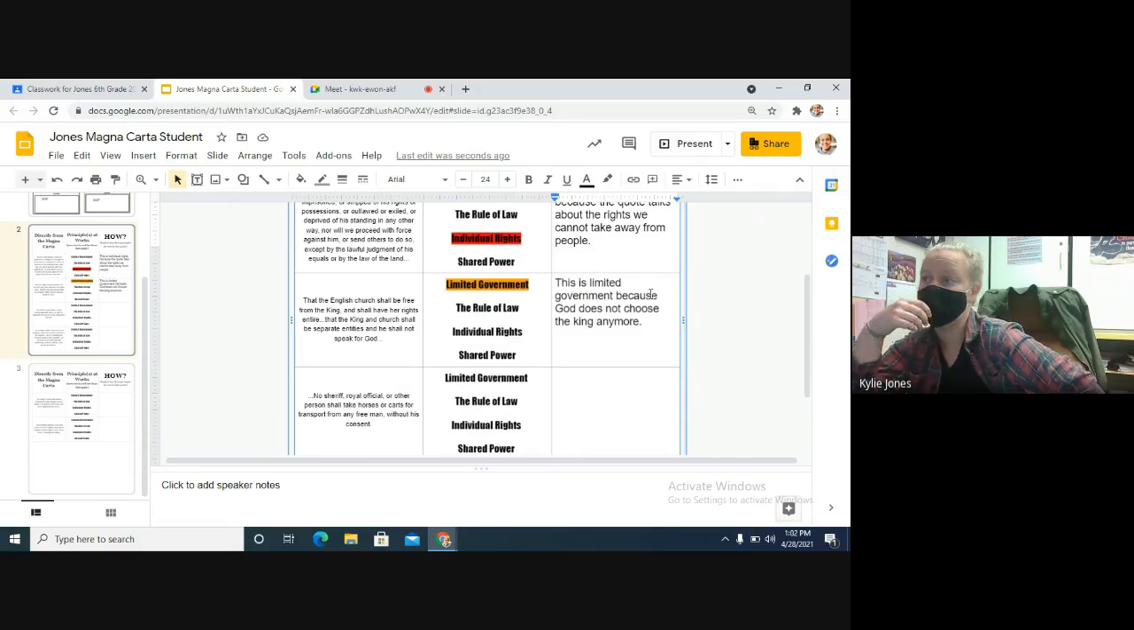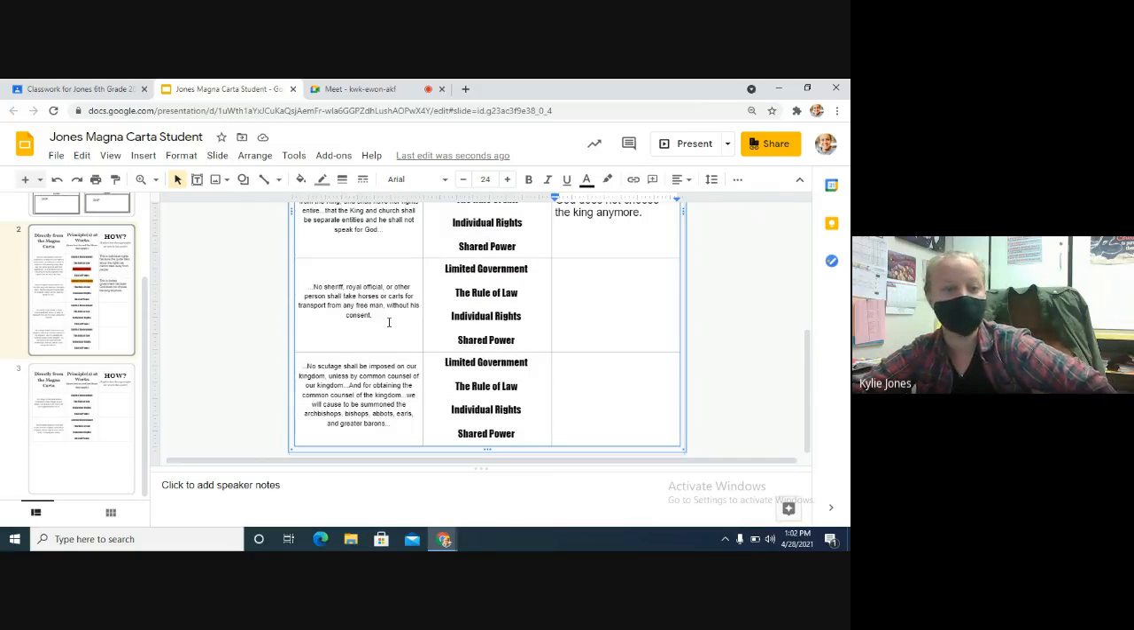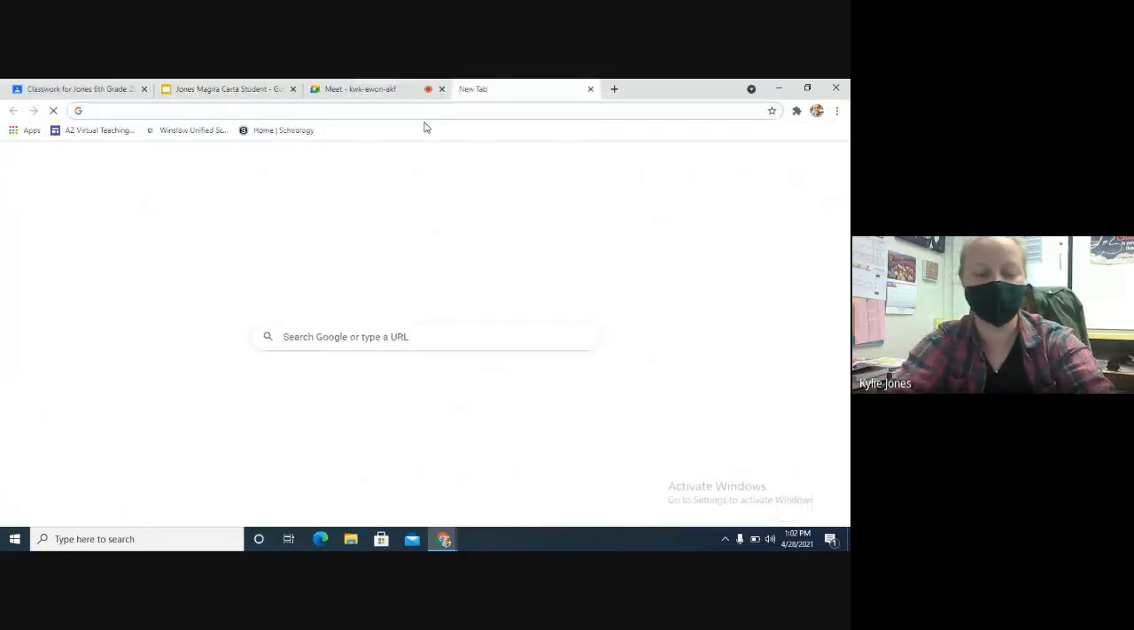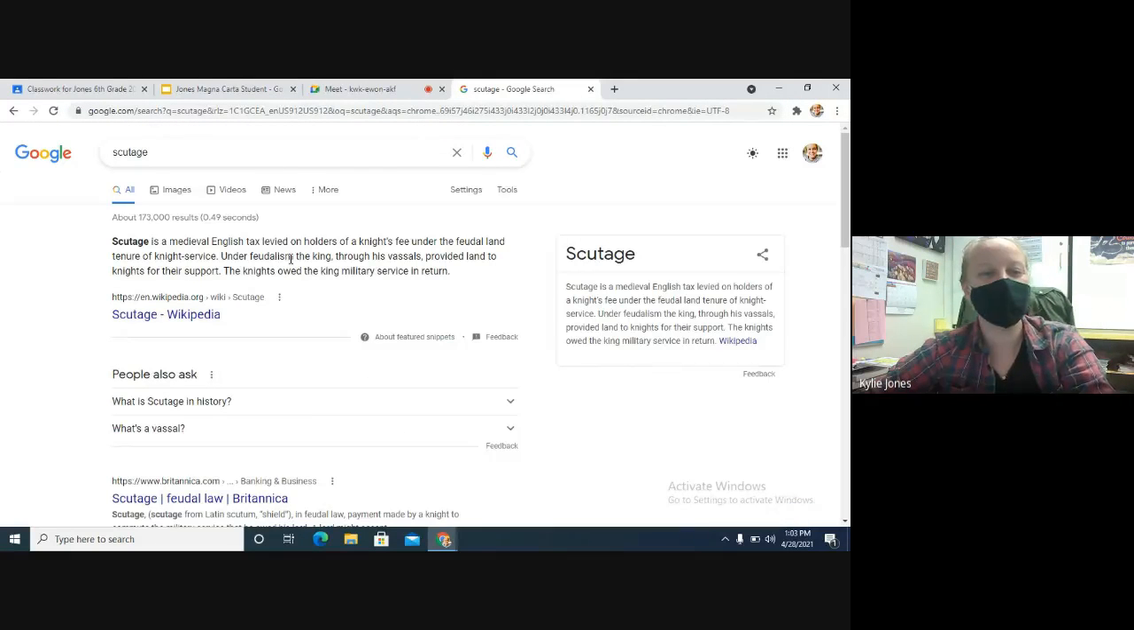Okay. Never mind. Real quick, let me just explain the rest of what you need to do and I'm going to let you work on it. There are two more on this slide. The first one's about the sheriff not being able to take horses. The next one is about, what is a scutage? I'm going to Google it. I don't know what that is. A medieval tax. So a scutage is a tax. You cannot tax people.